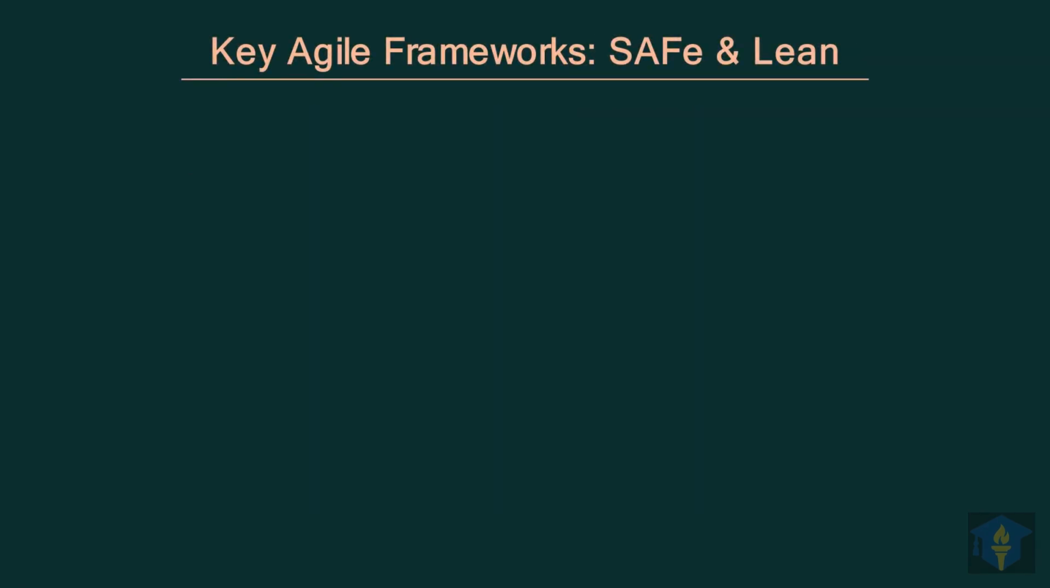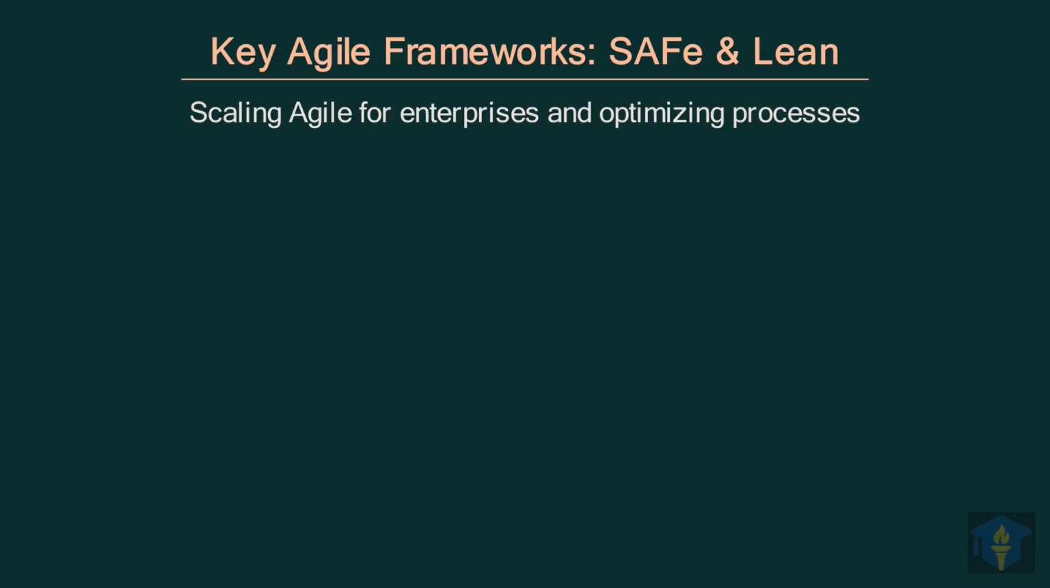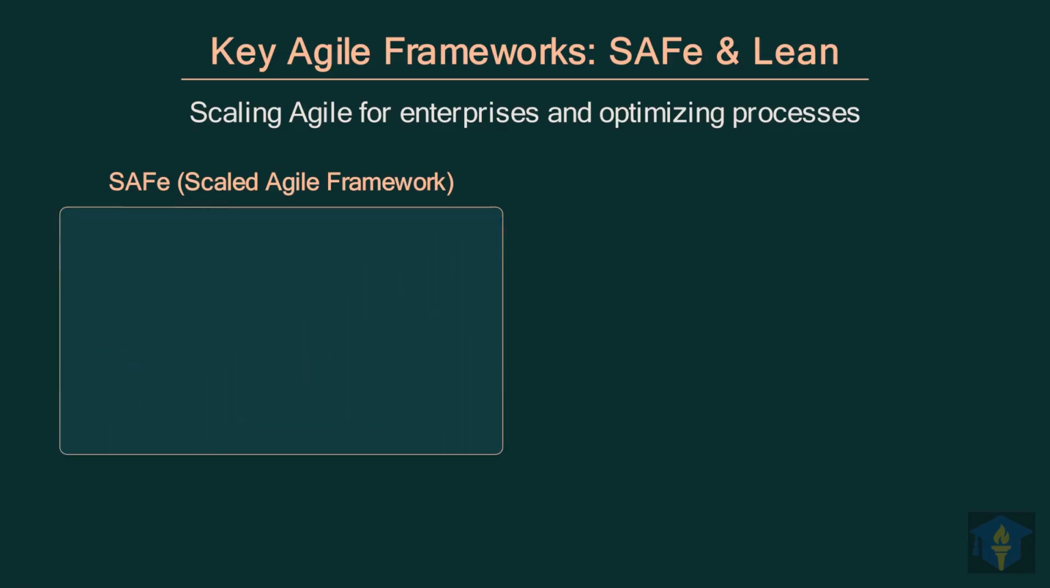Continuing our exploration, we'll now examine SAFe and Lean, two more influential Agile frameworks. These frameworks are crucial for scaling Agile in large enterprises and optimizing business processes efficiently. Let's begin with SAFe, the Scaled Agile Framework, designed for complex organizational structures. SAFe is designed for large enterprises, coordinating multiple Agile teams on complex, interconnected projects effectively.